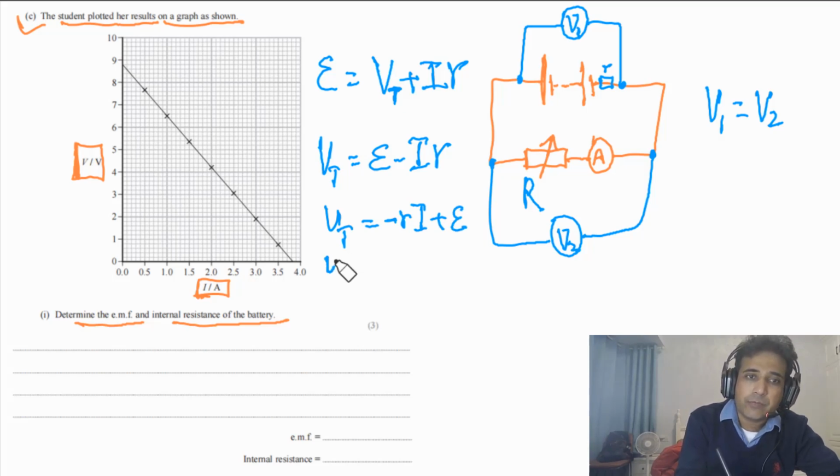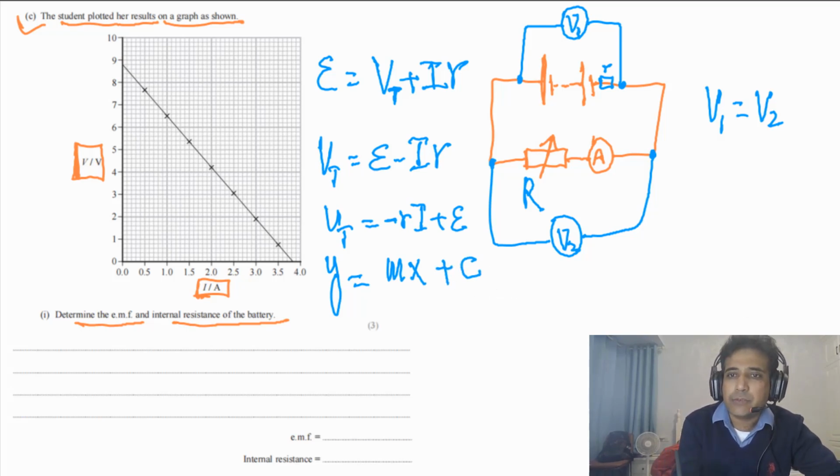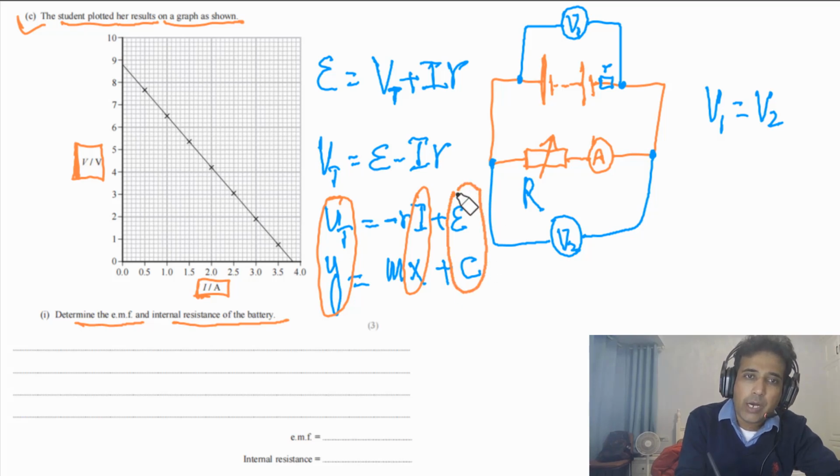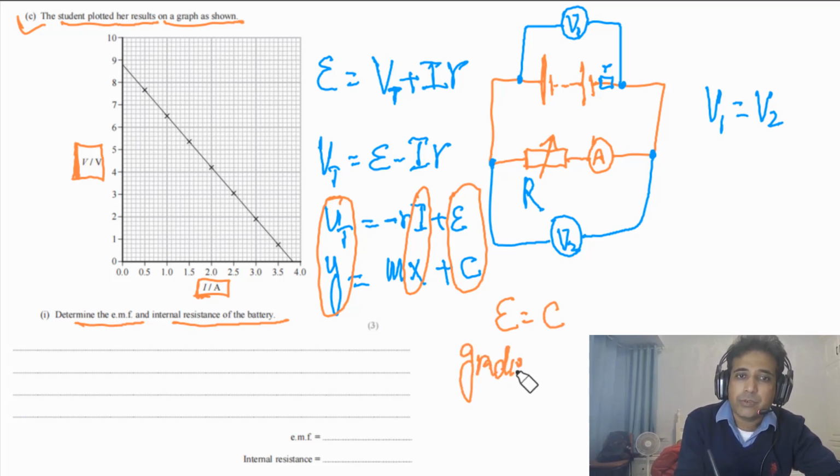Now if we compare this one with the straight line equation, y is equal to mx plus c, you can see from here that this is y on the y-axis and I is on the x-axis, and this is the y-intercept. So from here we can say EMF is equal to the y-intercept, and the gradient is equal to minus R. You can say R is equal to the negative of the gradient.